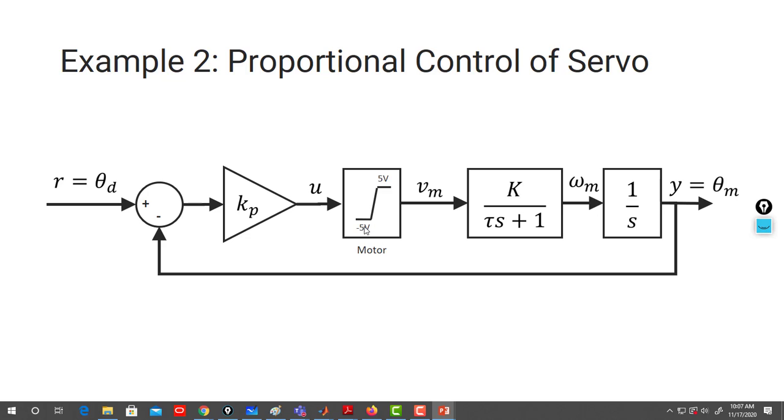Okay, the motor takes between -5 and 5 volt, this particular motor, assume. So it moves in the forward and backward direction. This is your saturation block here, -5 to 5, so it's symmetric. And this is the famous plant of a position control of a DC motor.